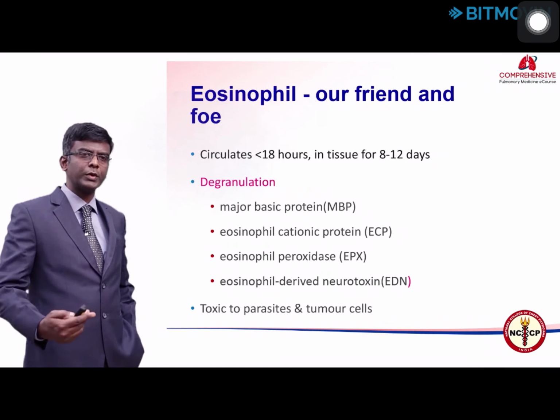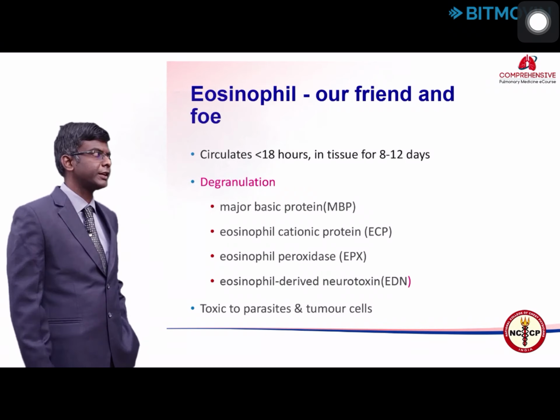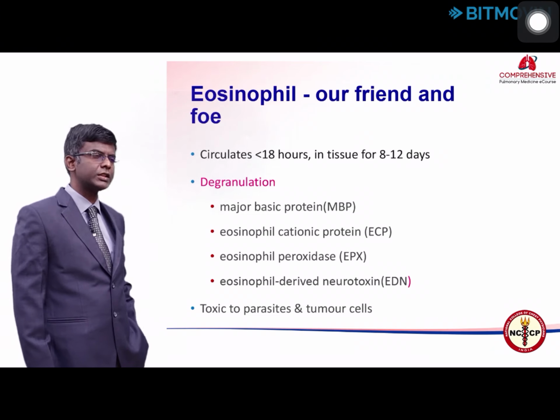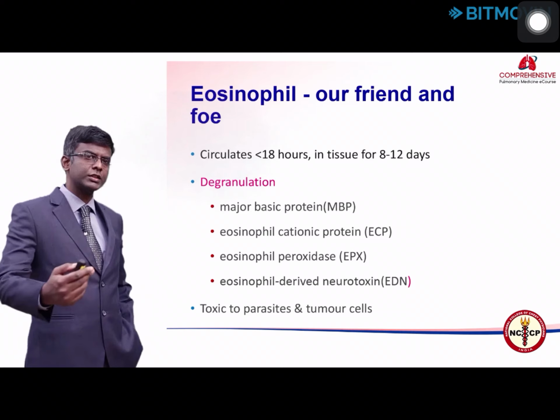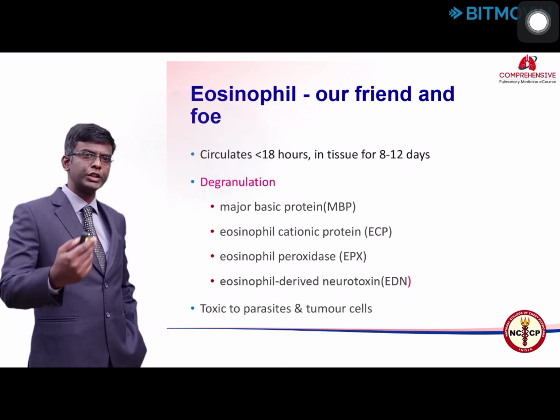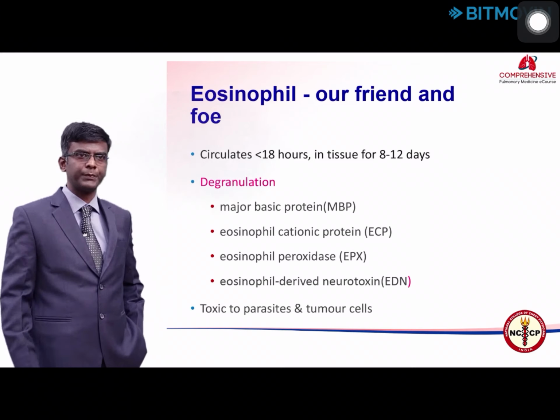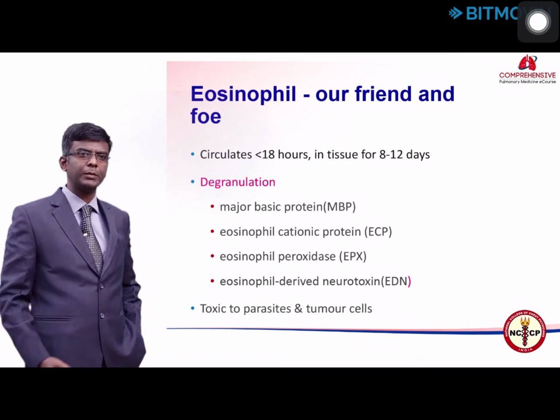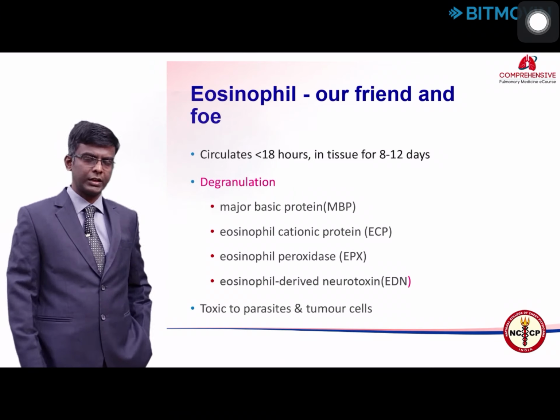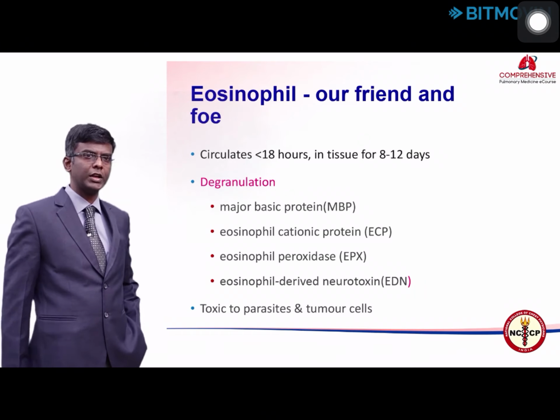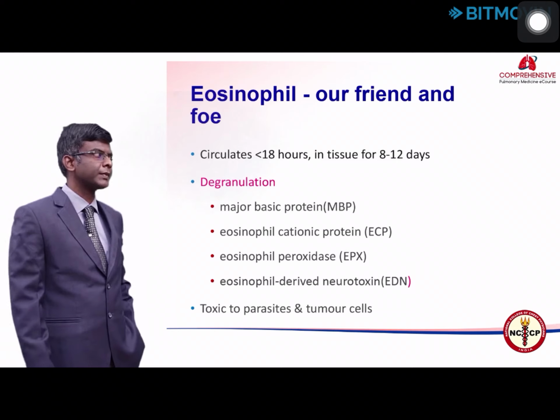Eosinophil in normal health is actually a friend. It circulates in the peripheral blood for less than 18 hours and it reaches the tissue. It has an affinity to tissues with mucous membrane environment interaction like respiratory epithelium and gastrointestinal tract epithelium, and it migrates there by chemotaxis where it can remain for 8 to 12 days.